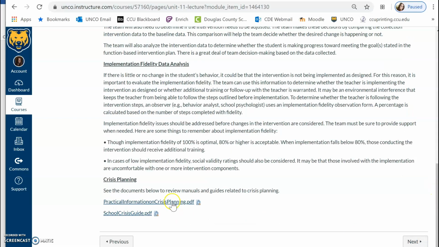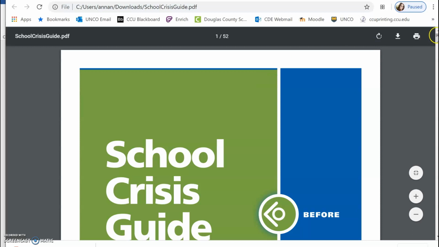It's definitely something that you might encounter. Do you see these documents related to crisis planning? These are PDF formats, so they can be reviewed as you have the opportunity.